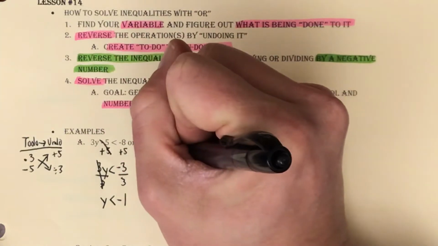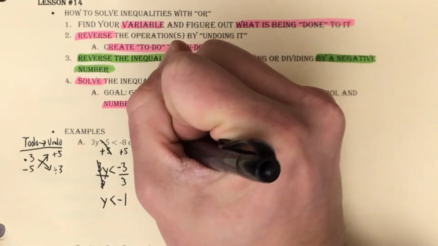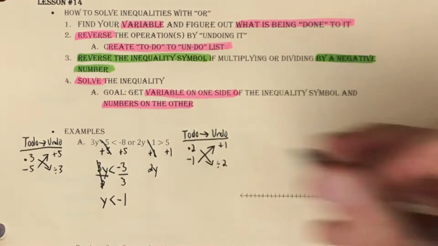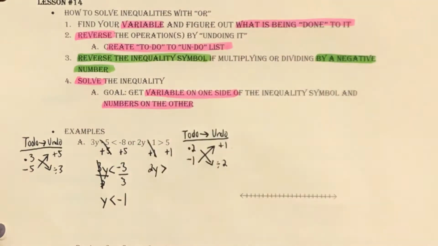So first step, add 1 to both sides. Negative 1 and positive 1 cancel. I'm left with just 2y. Now all I did was add, so that does not change my inequality symbol.